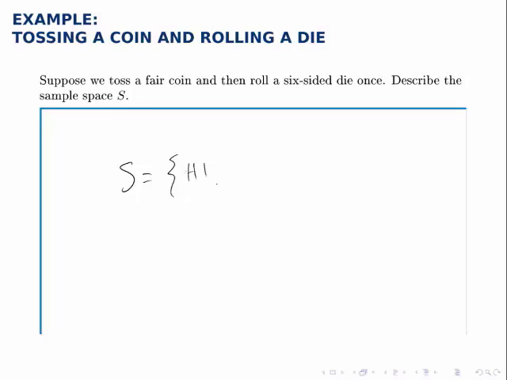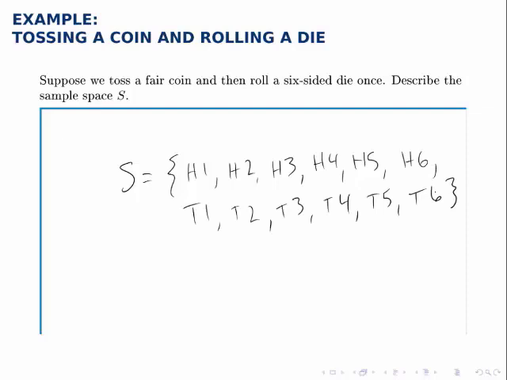Well, then the number could be 1, or it could be 2, or 3, or 4, or 5, or 6. And then the coin could come up tails, and the die could be either 1, 2, 3, 4, 5, or 6. So we have 6 more possibilities with the coin coming up tails. And that is a full list of all the possibilities that could occur with this experiment.